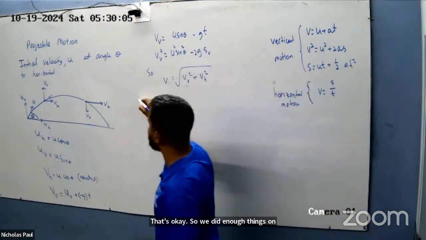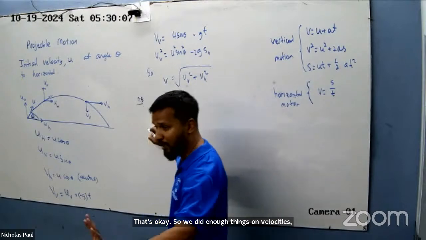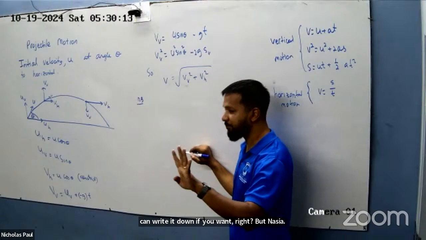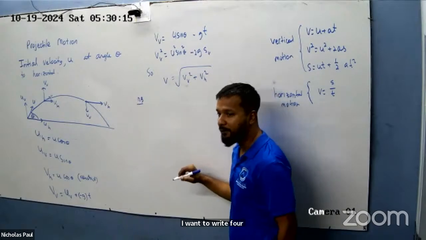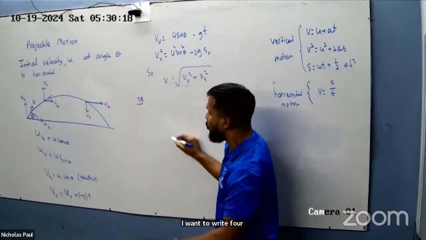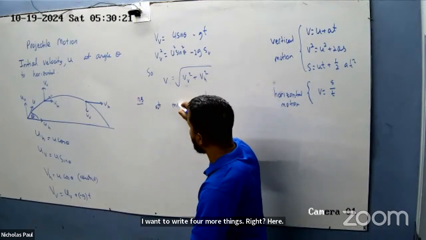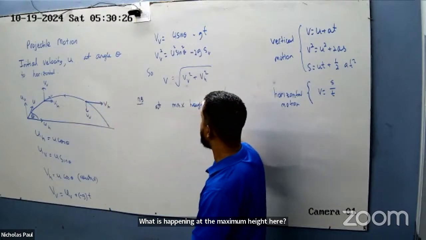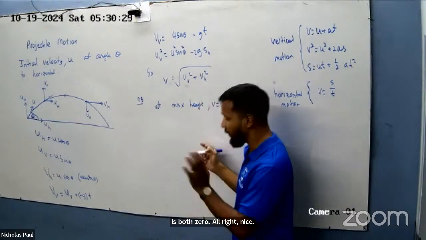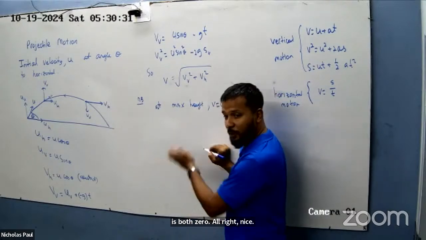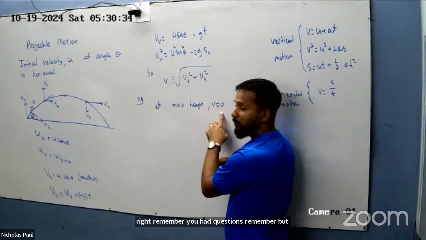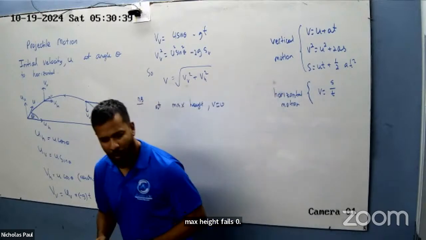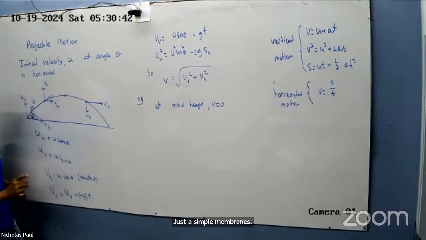Just one thing I want you to know, it's in the notes, but you can write it down if you want. I want to write four more things here. Note what happens at maximum height. What is the vertical velocity at the maximum height here? It is 0. Remember we did a couple of questions last day where at max height, v is 0. Just remember that.